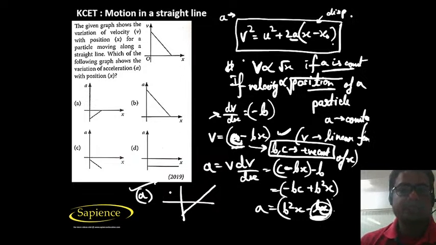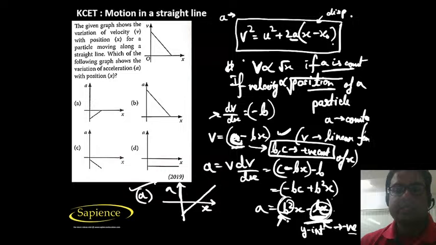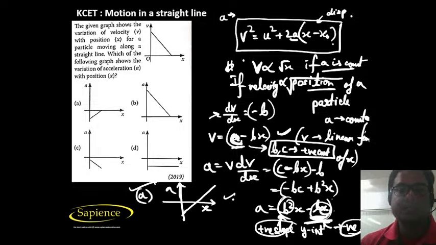Option A is the correct answer. It means the acceleration varies linearly with x, and the y-intercept is negative. So it should start like this, and the slope is positive, and the y-intercept is negative. So the graph should be somewhat like this.